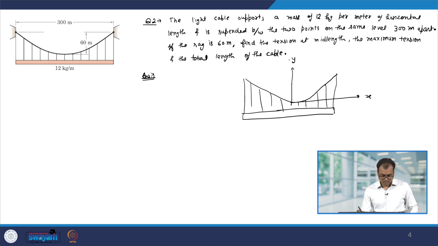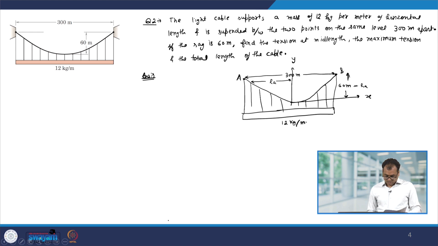This is our x axis, this one is the y axis, this is given 300 meter. Let us say this point is A and this point is B. So, the weight per unit length is 12 kg per meter. This height is 60 meter and let us say this length is LA, and this is of course HB equal to HA, and let us call this SA and the other one SB.